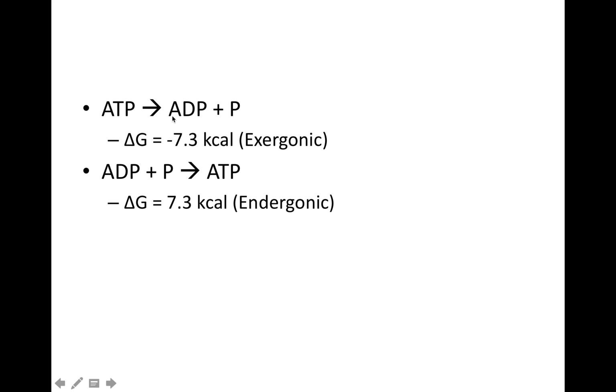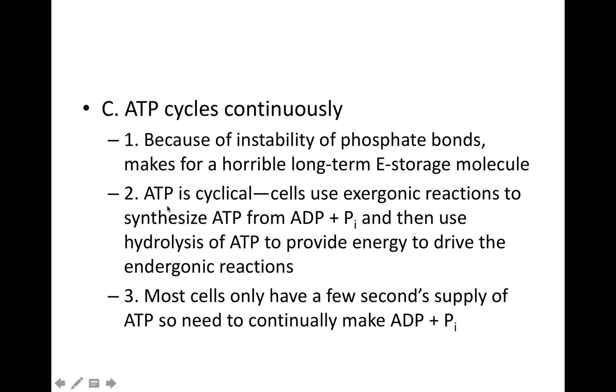So here's ATP when we break it down: negative. When you form the bond, positive. ATP cycles continuously, so that last phosphate in the triphosphate is unstable. And so it's a horrible long-term energy storage, but it's great short-term. ATP is cyclical. Like I said, it can be converted from one form to the other.